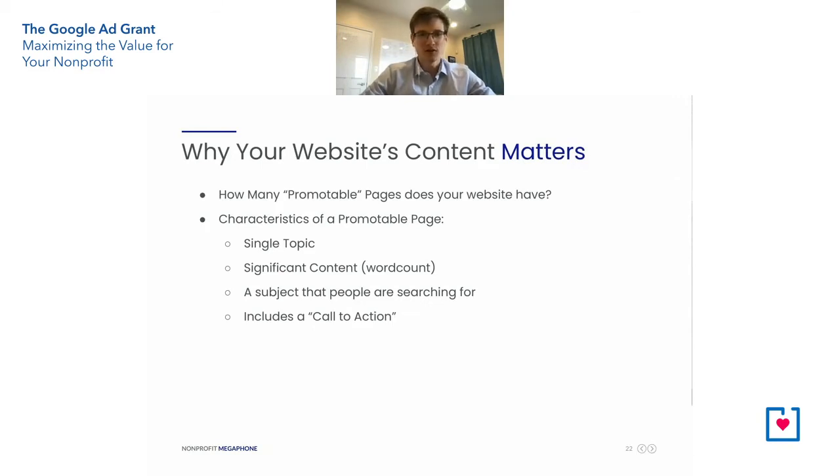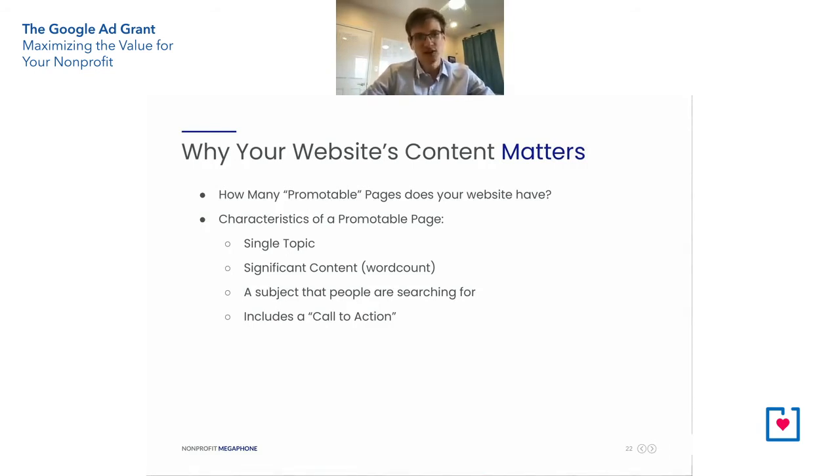Going back to this notion of what is a promotable page, when we look at a website, we're looking for 4 criteria if we want to count a page as being promotable. So the 4 criteria are a single topic, significant content, we'd say at least 300 words. More is better, but at least 300. A subject that people are searching for, which is the big one, and includes some kind of call to action. So it has some kind of next step that people can take. If they're learning about how much it costs to adopt a dog, include a button that says, are you ready to adopt? Click here and keep people moving on.